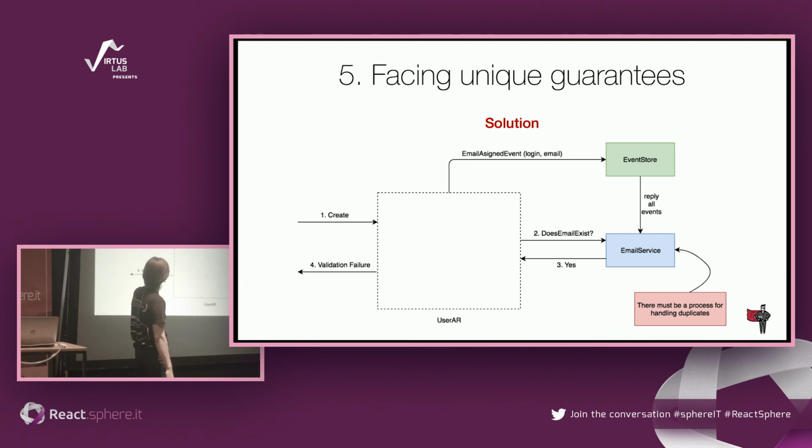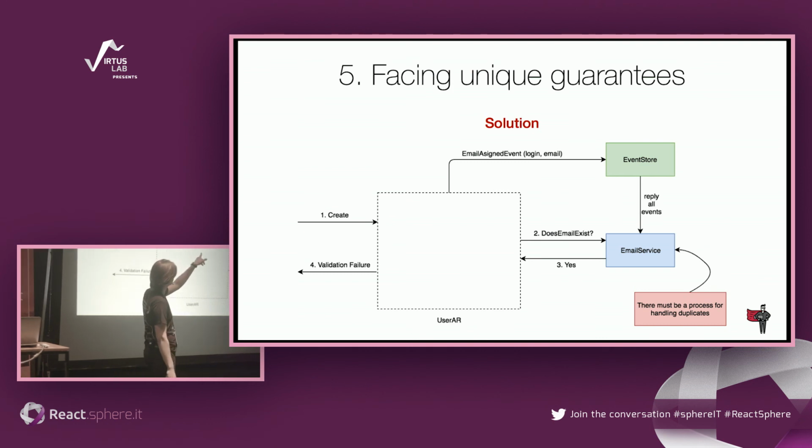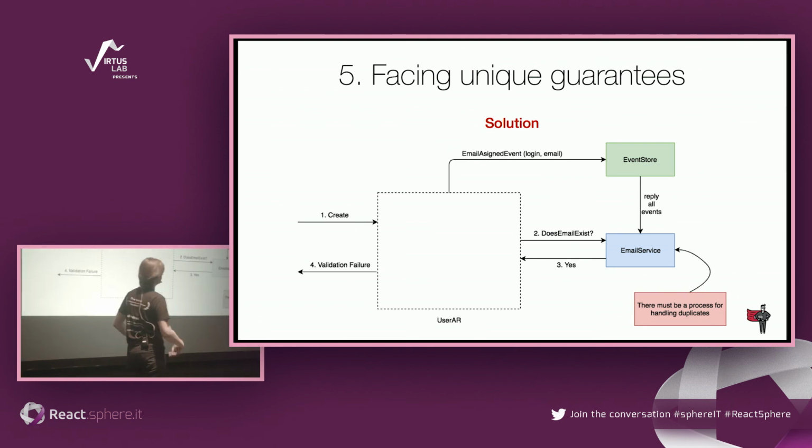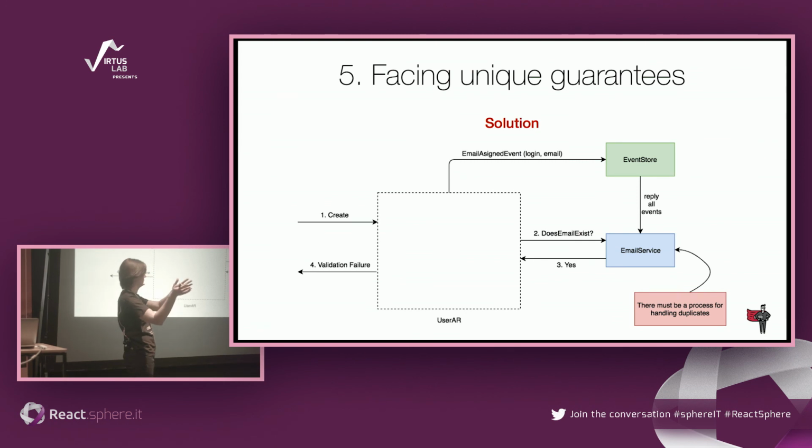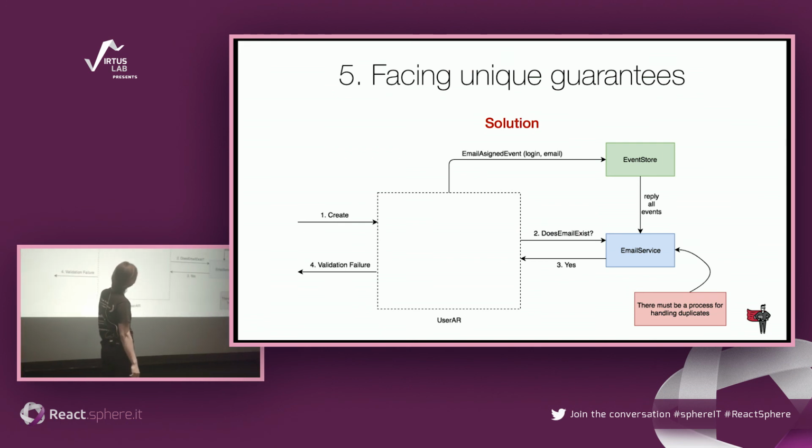Of course, as the result of this create, you will emit the email assigned event. So we know that to this login we'll assign the email, and we persist this in the event store. And what we can do in our domain, we can have some kind of email service which will replay all these events and build an internal map of this email to this login. So when we improve the implementation of our create command handling process, before we emit the email assigned event, we can check the service: is this email already used? And it can say yes or no. So here we can have some kind of validation.